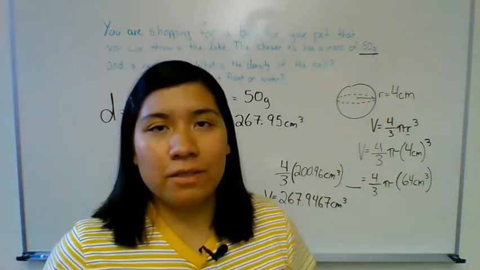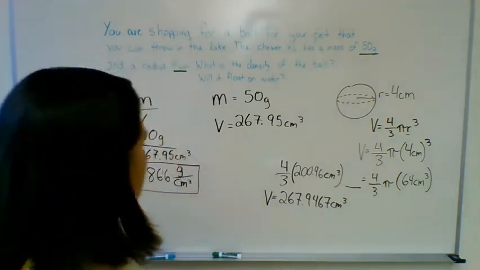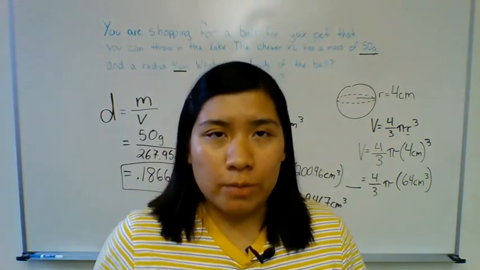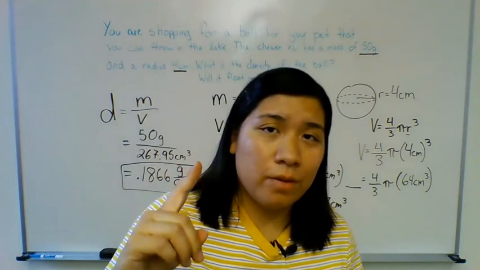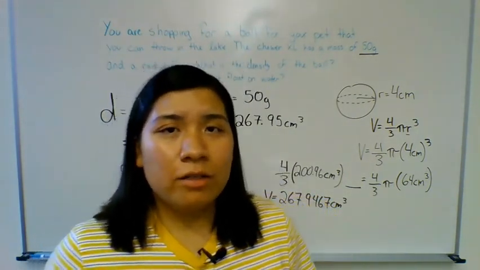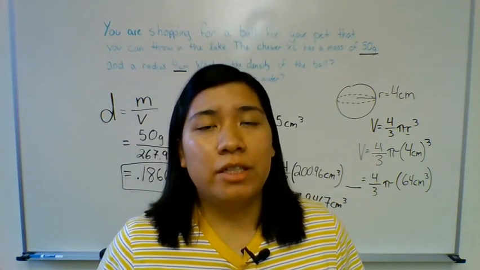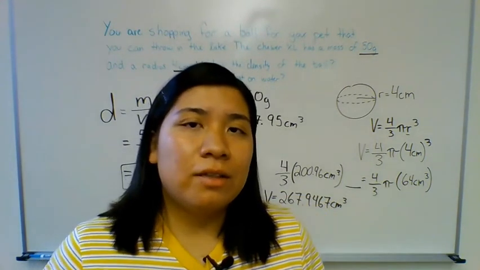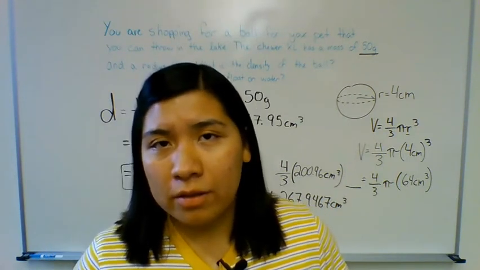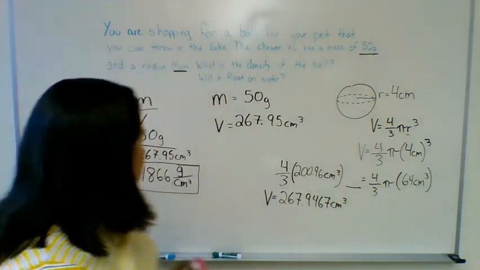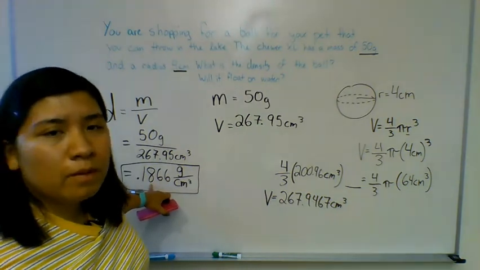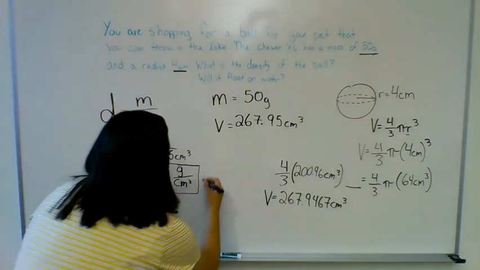That is the density of this ball that you want to buy for your dog. Now, the second part of the question asks, will this ball float? So the first thing that you need to know is, what is the density of water? Well, we know that the density of water is 1 gram per centimeter cubed. So if it's less than 1 gram per centimeter cubed, it's going to float. If it's more than 1, then it's going to sink. So in this case, does this sink or does this float? Well, it's going to float.